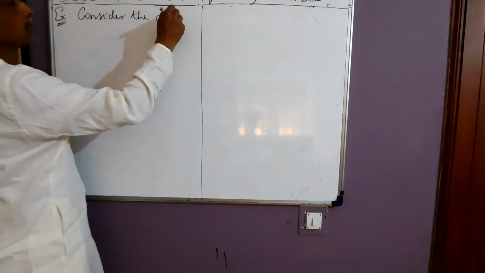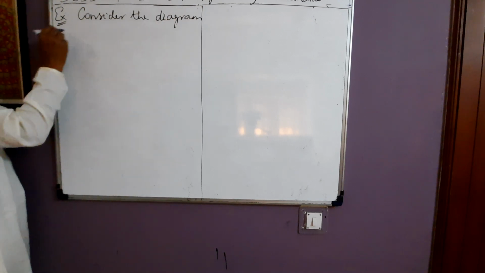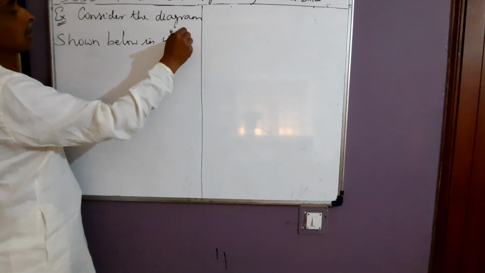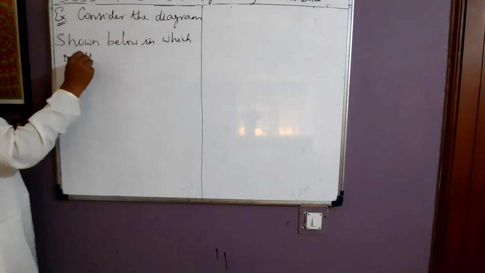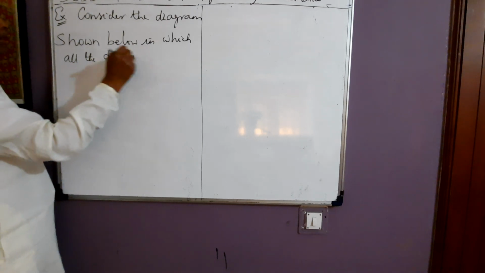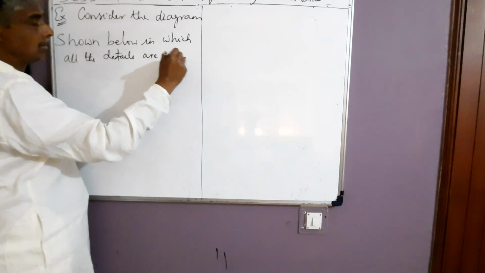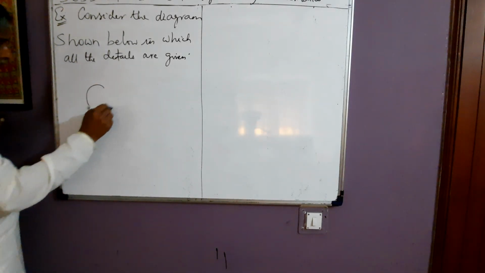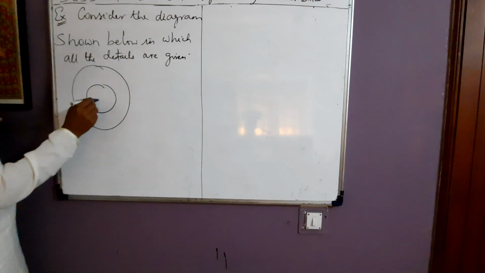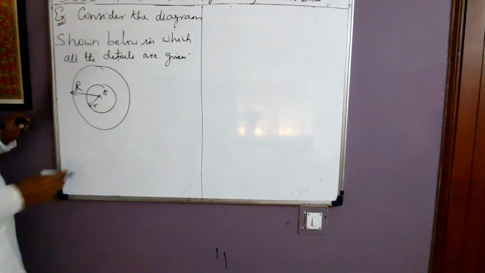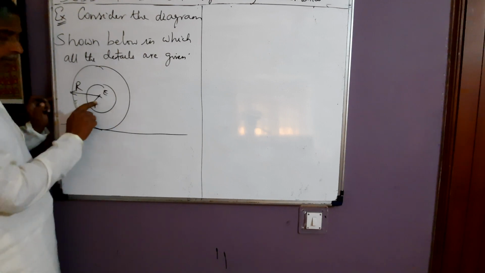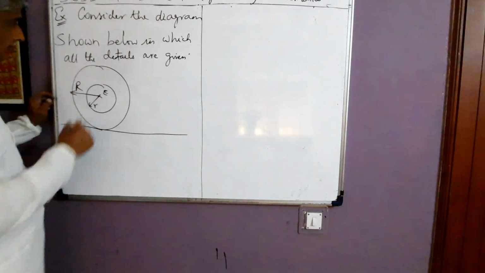the diagram shown below, in which all the details are given. Okay. The diagram is like this. This is a double cylinder. C is the center. Inner radius is small r. Outer radius is capital R. This is a fixed horizontal surface. This is a double cylinder. Together they constitute a rigid body.